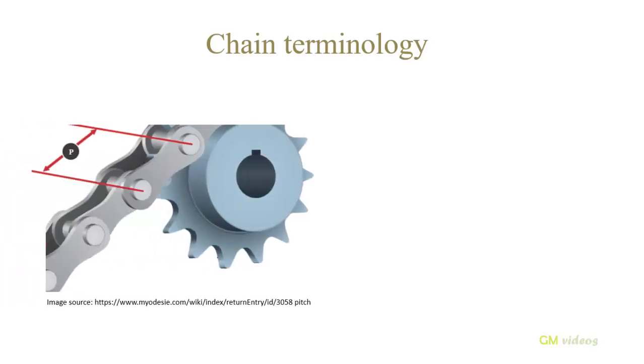Have you heard of the term pitch and pitch circle diameter? Well, we will now move on to understanding these terms. Pitch of the chain. It is the distance between the hinge center of a link and the corresponding hinge center of the adjacent link, as indicated. It is usually denoted by P.